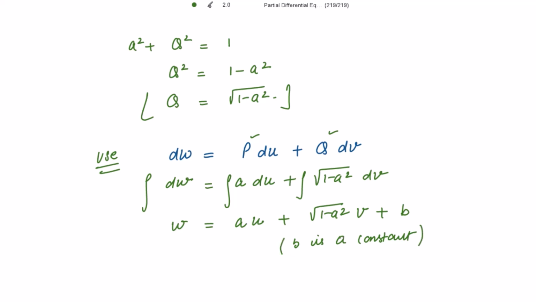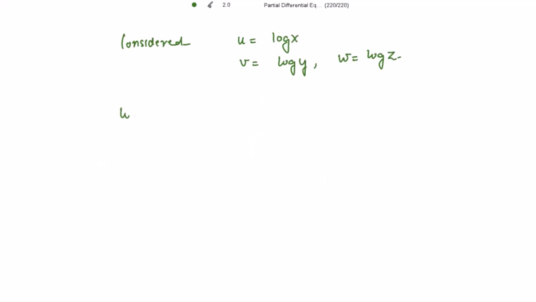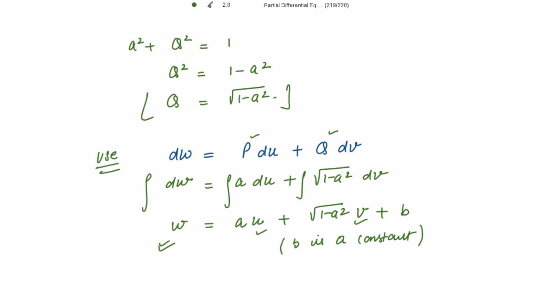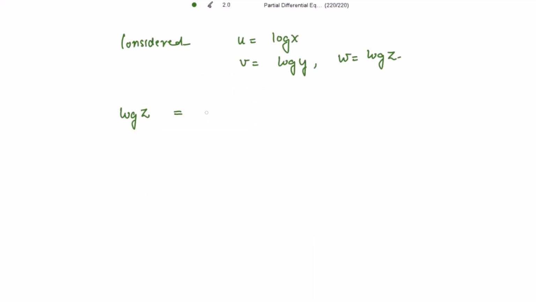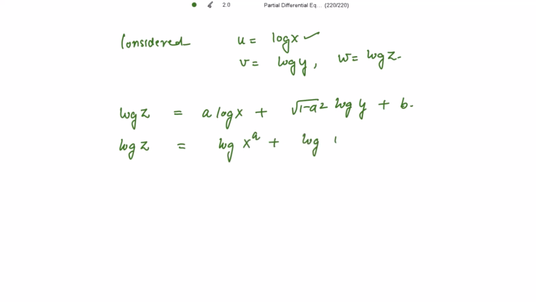And now we are going to put back all the values of u, v and w. On the left hand side I have w, so writing here log of z equals a into u. So a into u, that is log of x, plus the square root of 1 minus a square into v, that is log of y, plus the constant b. So from here I get log of z equal to log of x to the power a, plus log of y to the power square root of 1 minus a square, and let me take the constant b to be log of c.